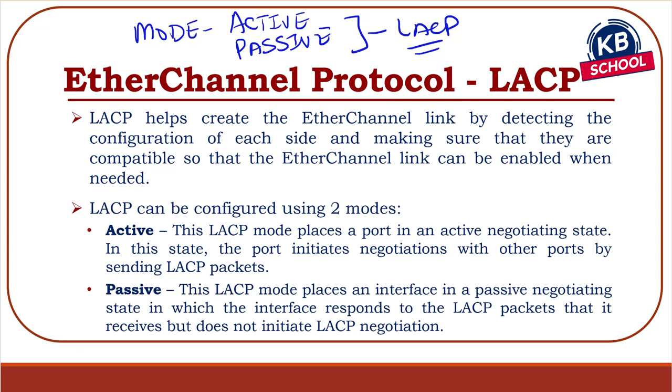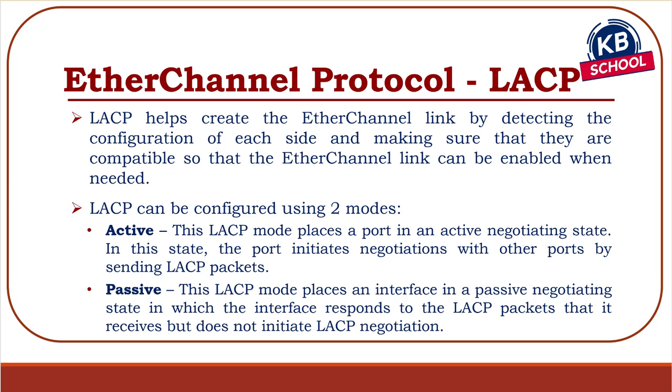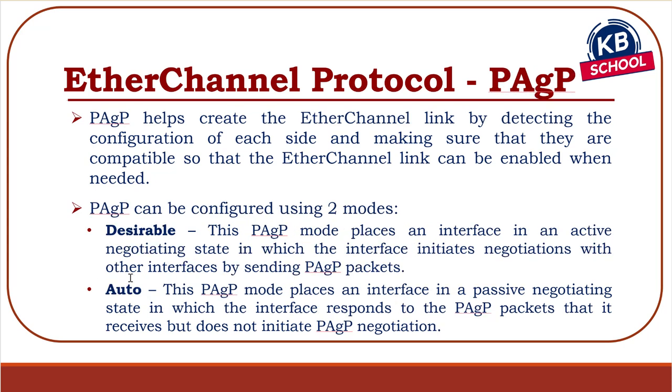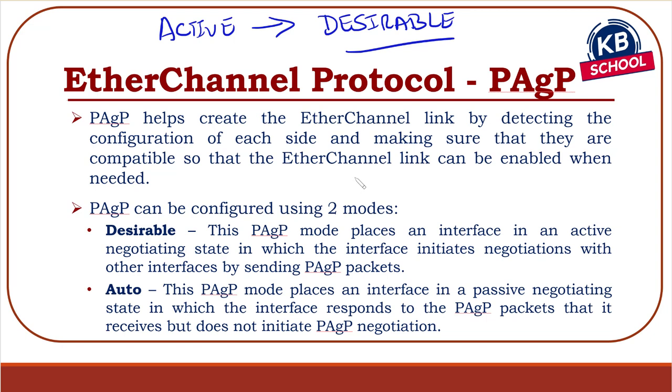Well, PAgP works the exact same way. It's just a Cisco proprietary way of doing it, but it's basically got the same concept. So PAgP will also help you create the ether channel by detecting the configuration on the other side. It'll send the negotiation packets. Now, who's going to send it? What the active did in the LACP protocol, the same exact behavior is done by the mode called desirable in PAgP. So active equates to desirable. Desirable is the one that will actually try to negotiate the ether channel.